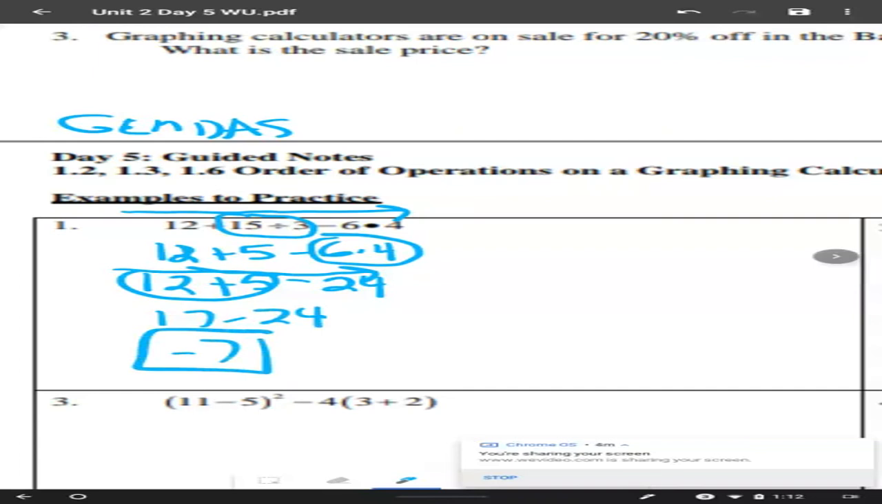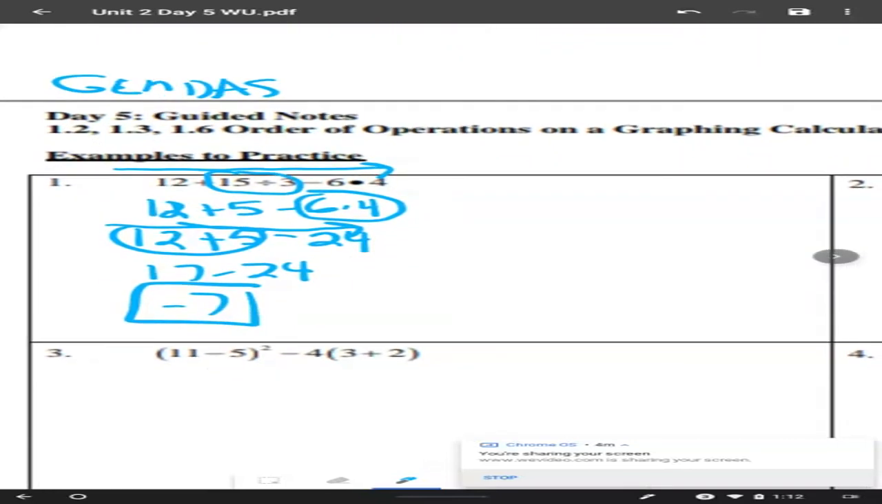If we use our calculator later, we should get -7 for the first one. So hopefully you're writing this down and we can check that. The next one here, number 3, has grouping symbols. We have these parentheses, so that means we're supposed to do the parentheses first. 11 minus 5 in our calculator gives us 6. And then we can get rid of the parentheses once we do what's inside of them.